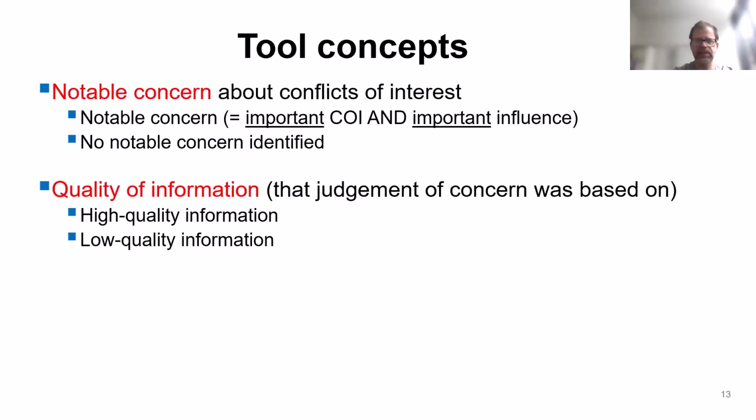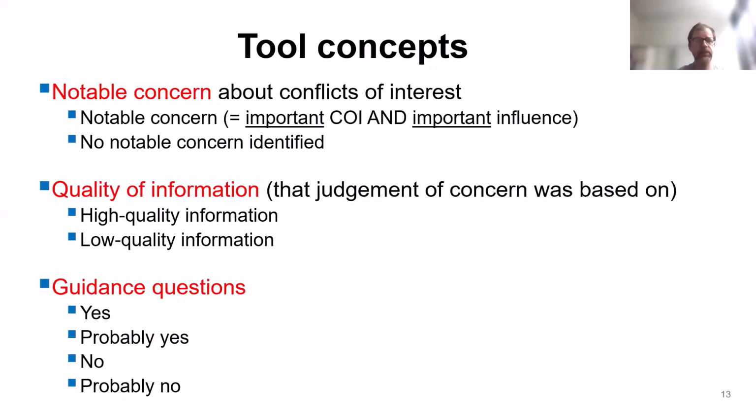but you might also, for an older trial, be in a situation where the funding was reported, but you are not really sure of what the role of the funder was in the trial. So you may have to rely on indirect information or proxy information in the trial. And in that case, you will then regard the judgment of concern as based on low quality information.